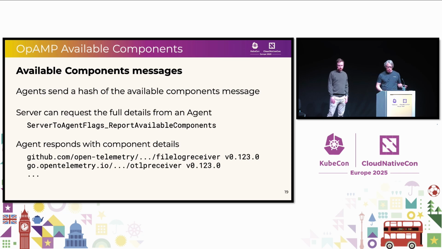For example, here it says that it is using a specific version of the file log and OTLP receivers. There may be over 100 available components in a collector distribution. But with this full list of components, the server can determine if a configuration is compatible with the agent and provide options based on different component versions.